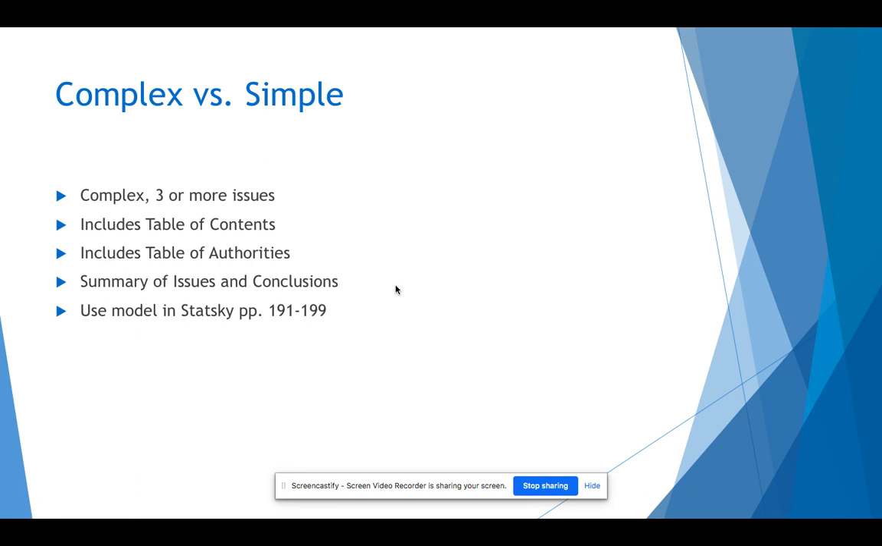Then the next thing is your summary of issues and conclusions. You write down each issue that you're going to be discussing in your memo separately, and then a brief conclusion, issue and answer. Obviously you don't complete the answer until you figure out what the answer is, but that is just a one sentence answer to the issue question.